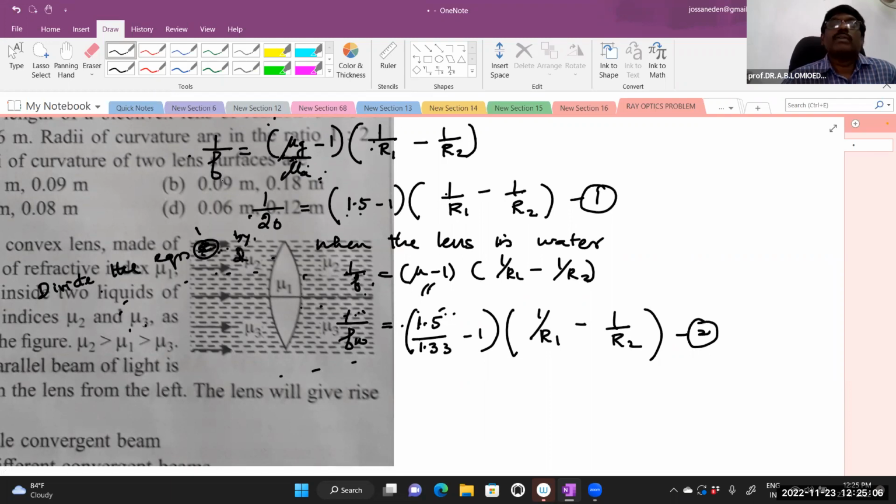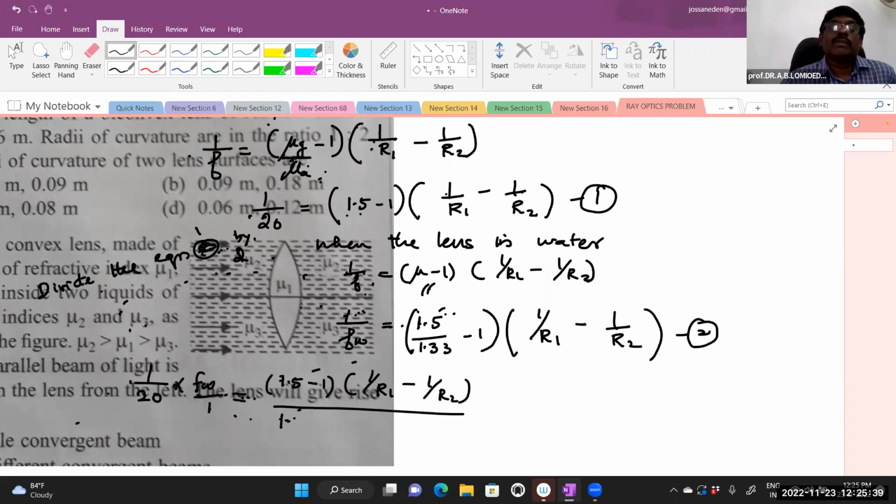The unknown is on top. This is 1 by 20. Here, the left hand side, in this case, is fW divided by 1. Then the right hand side, 1.5 minus 1, 1 by R1 minus 1 by R2, over 1.5 divided by 1.33 minus 1, 1 by R1, 1 by R2.